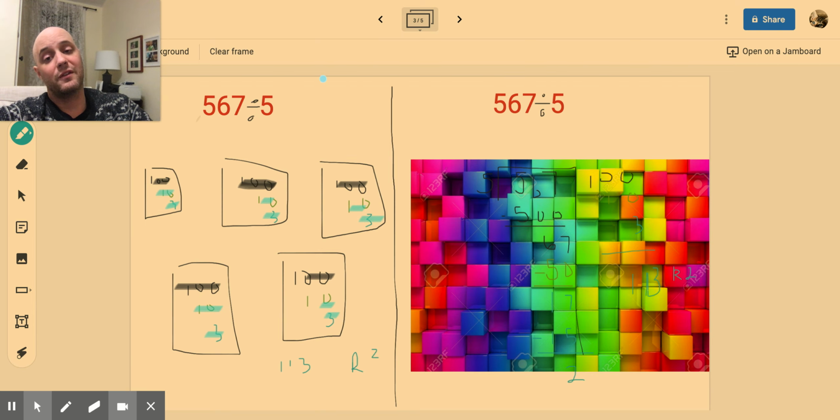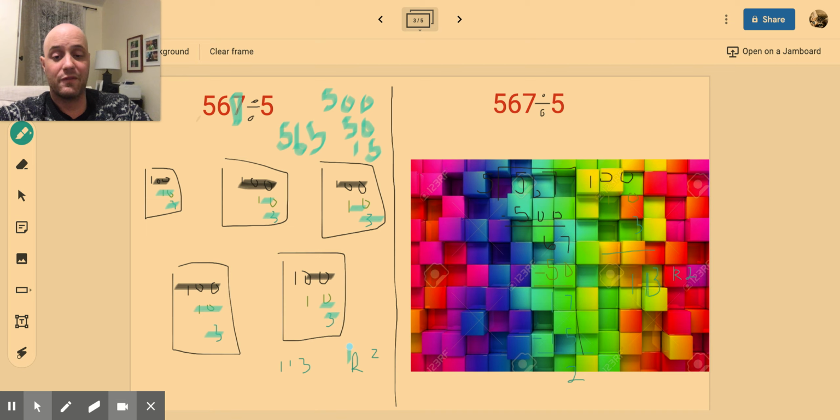Altogether, what I did first was 500. All those hundreds added up to 500. All those tens added up to 50. And all the threes added up to 15. So altogether, I have just divided 565. That's not 567. That's 2 away.